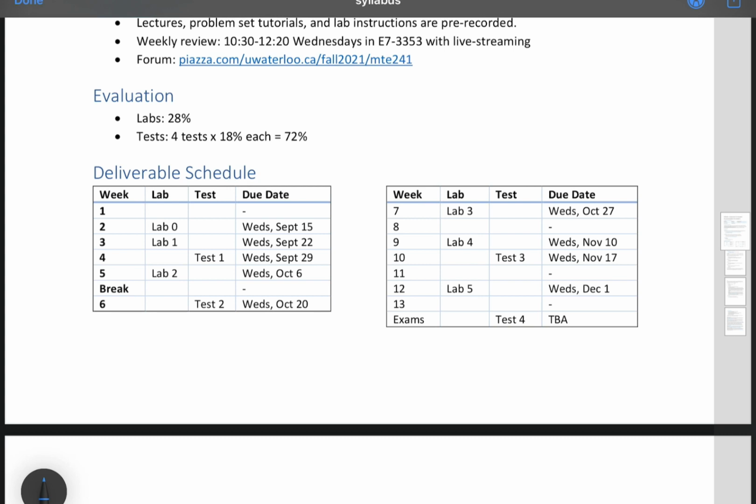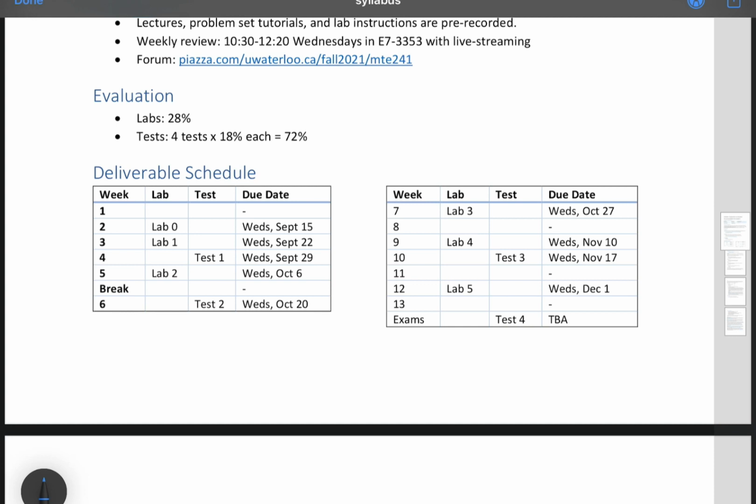The tests are on the lecture material and problem sets, and they're basically a quarter of the course each. So they're roughly every 3 weeks, as close as I could make it. So the first test is in week 4. The second test is during Mechatronics midterm week. And then if you look at the second half of the term, starting week 7, there's Lab 3, you skip a week, Lab 4, and then test 3 is in week 10.